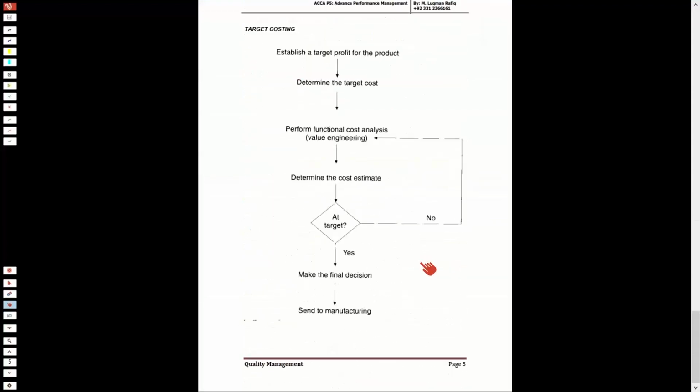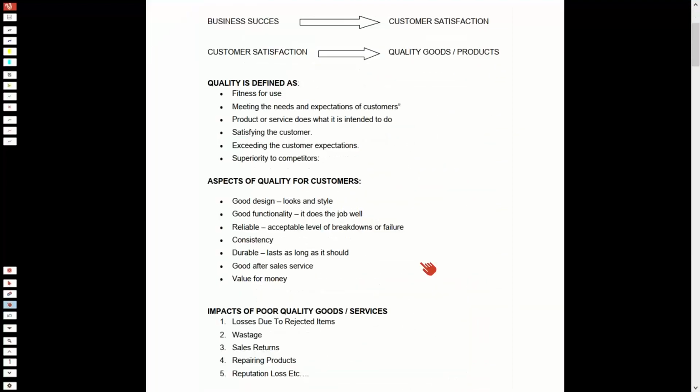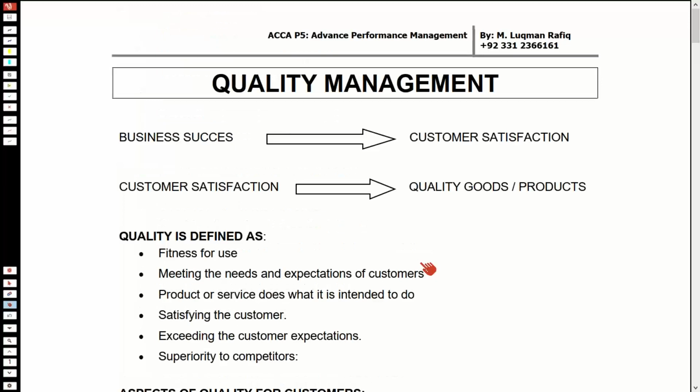I'm going to go through a quick review of quality management so that every one of you is able to understand. Once we are done with the quick review, I'm going to start discussing the examination question on quality management. So let's start, let's discuss.